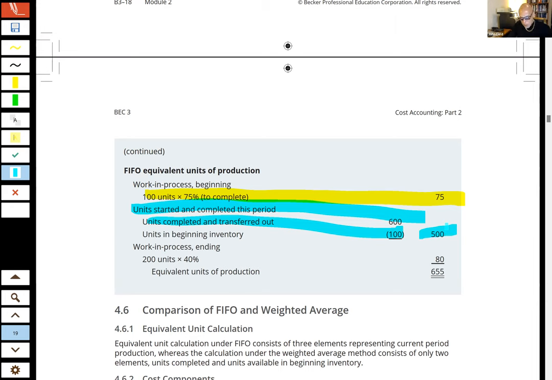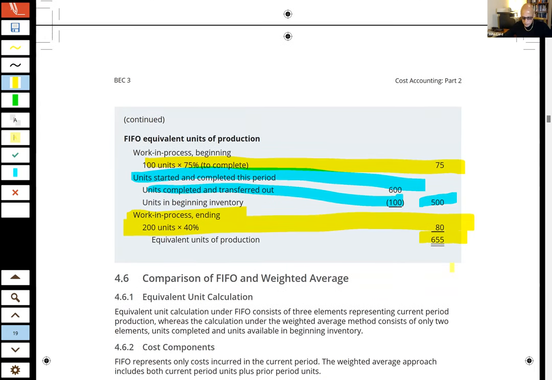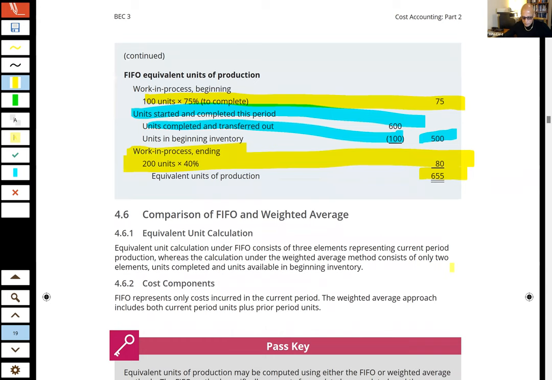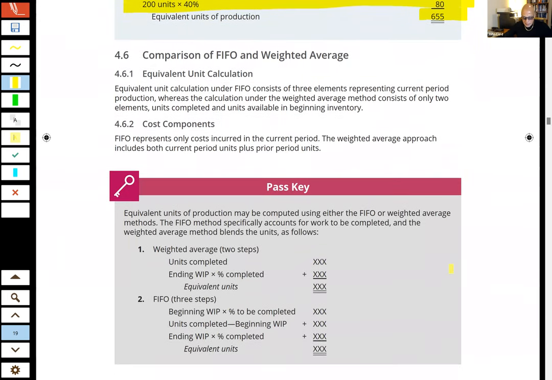Some questions may just say units started this period, some questions may tell you units completed and transferred out, and they'll just give you that number. So it really varies by question, and you have to get good at reading these questions, understanding what they're trying to tell you when you look at these, okay? And then we get the work in process is the 80, and so we get a different answer if we're using the equivalent units weighted average versus the FIFO, okay?